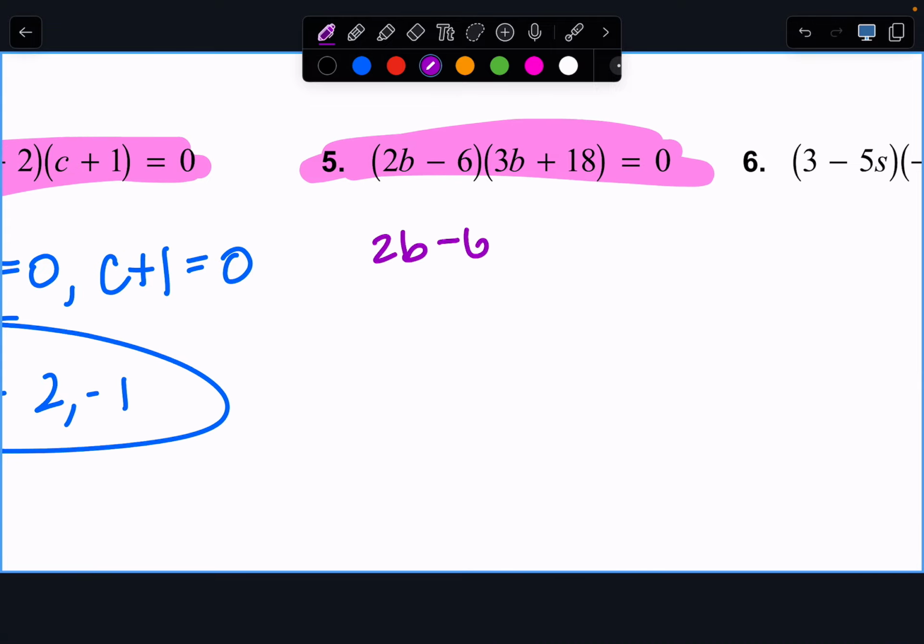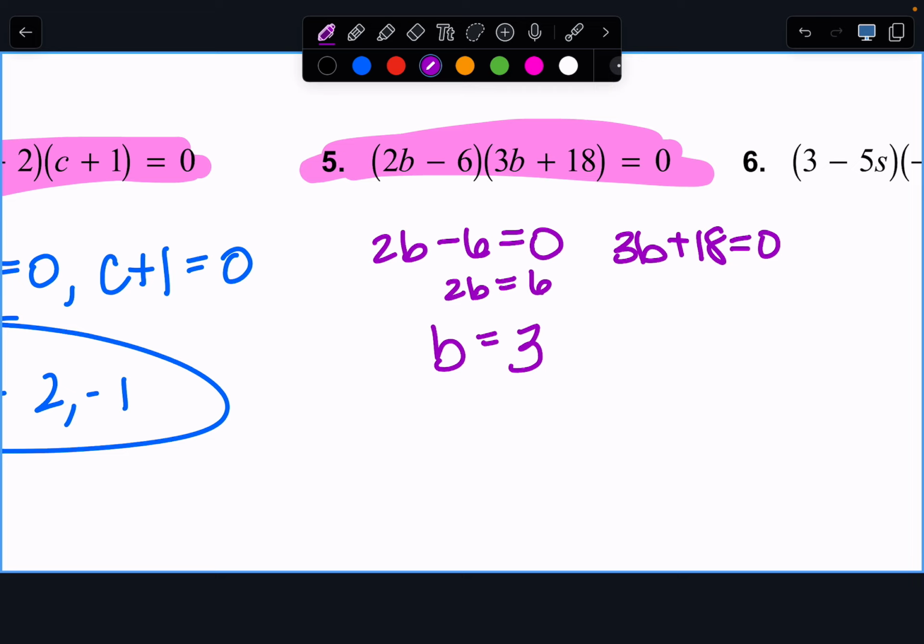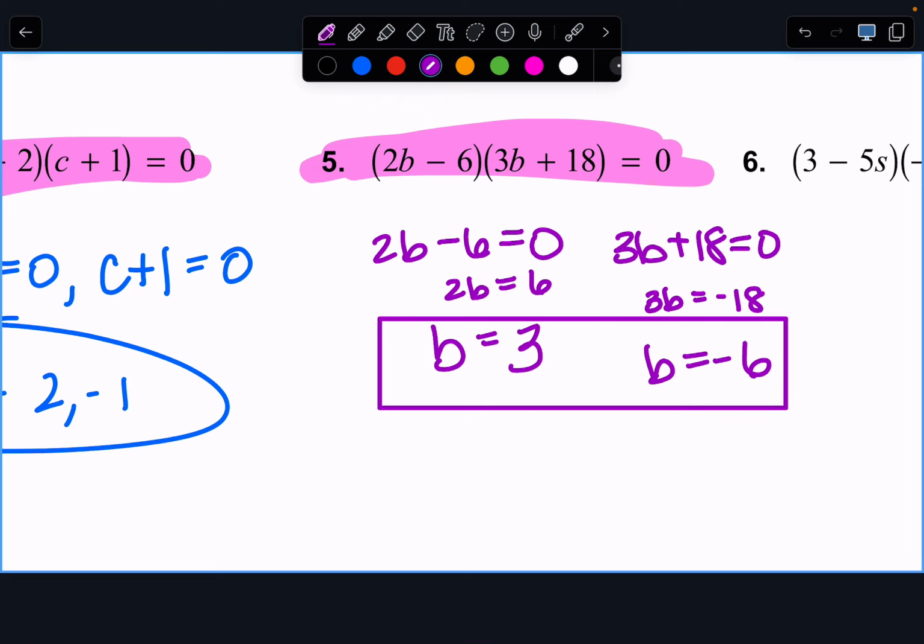If 2b minus 6 equals 0 and 3b plus 18 equals 0, here we're going to have to add 6, divide by 2. What do we get? 3. Okay. We would have to add the 6 over, then divide by the 2. Over here, we're going to subtract the 18 over, divide by 3, so we get -6, okay? Make sure that if we have a coefficient here, that is going to affect our answer. Okay? However many factors you have, that's how many answers there are going to be.